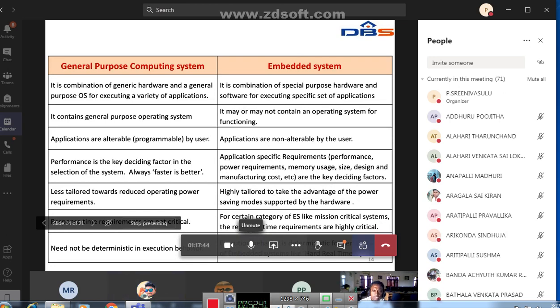So therefore embedded systems must be time critical, and also they must be hard real time systems. General purpose computing systems need not be deterministic, and they may not have hard real time requirements, but embedded systems must always be hard real time systems.